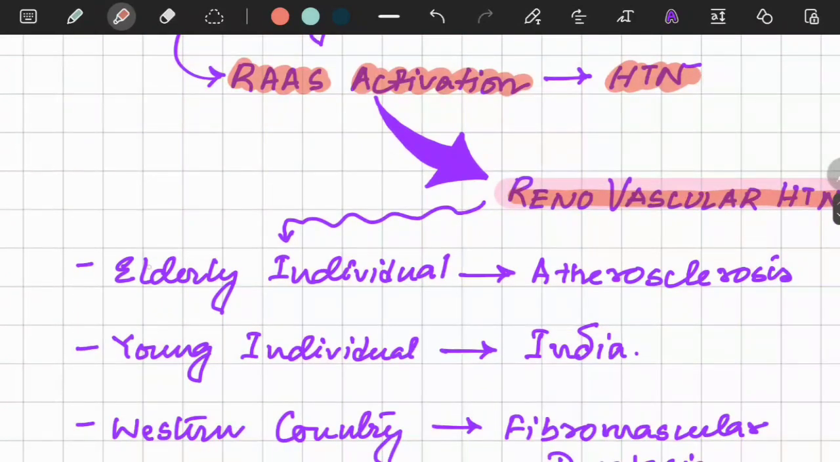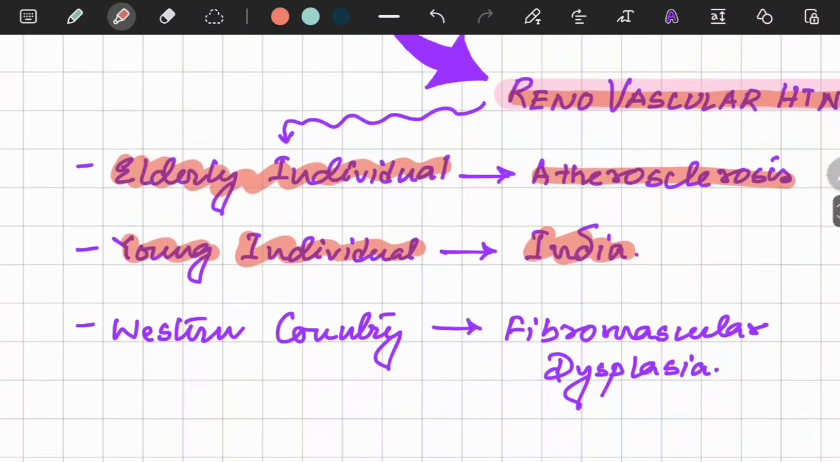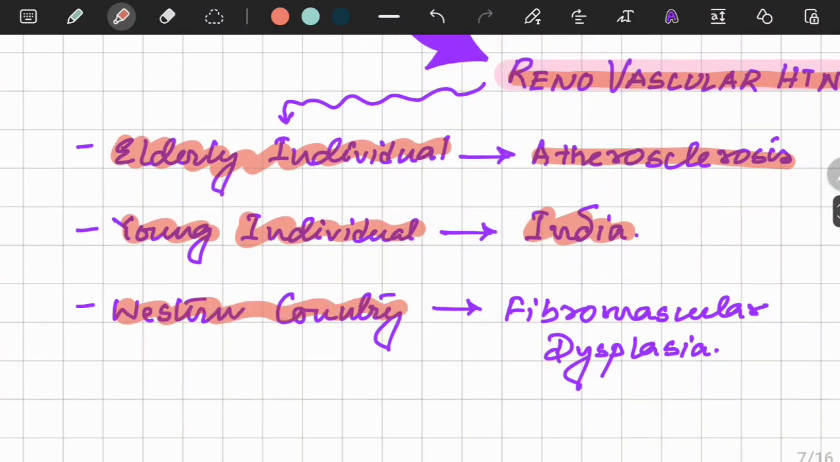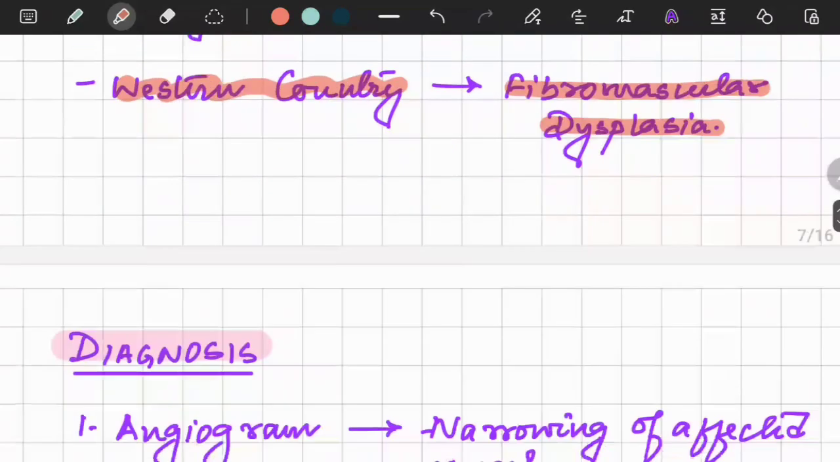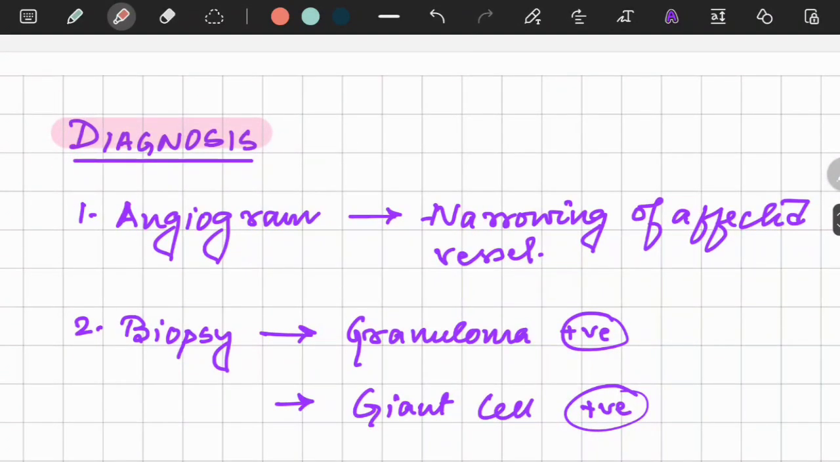Now, this renovascular hypertension is most commonly seen in elderly individuals in case of atherosclerosis as well, and hence the disease becomes very much difficult to be differentiated. In young individuals, it is seen in cases in India, but in Western countries it is mostly seen in cases of fibromuscular dysplasia. Now let us talk about the diagnosis.